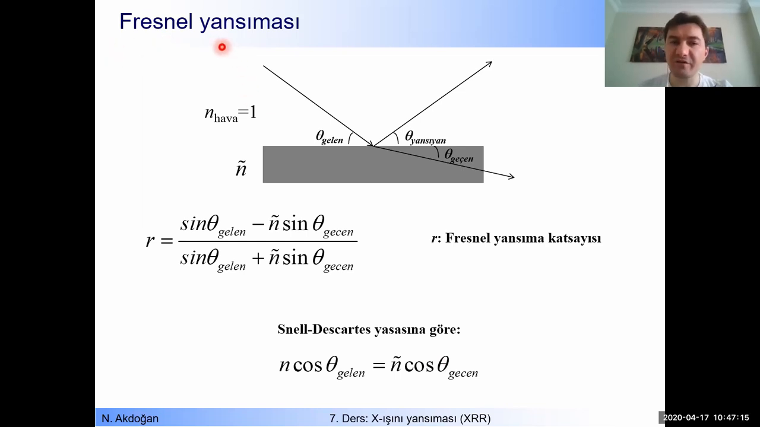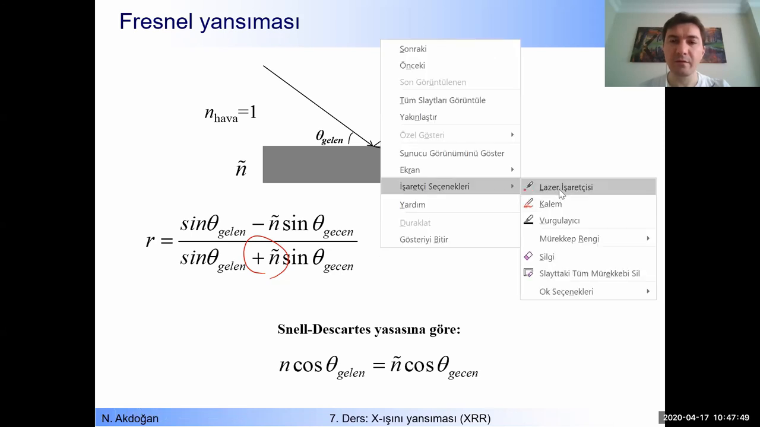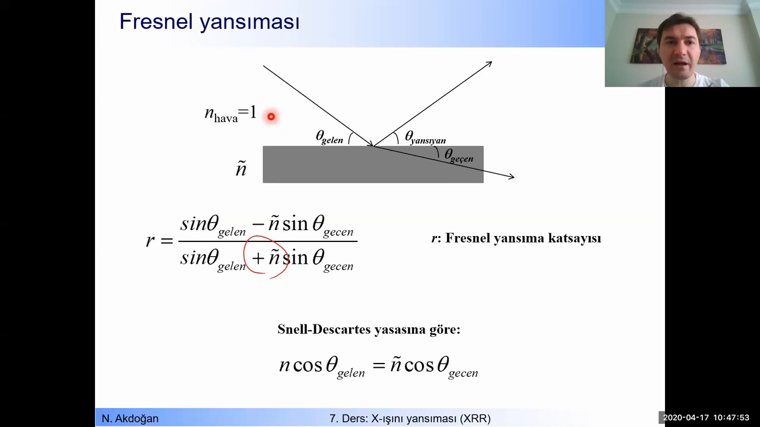For specular reflection again, theta incident is equal to theta reflected, and here we have theta transmission. The Fresnel reflection coefficient is given by n times sine theta incident minus n medium times sine theta transmission, over n times sine theta incident plus n medium times sine theta transmission. n air is 1, put 1 here. We also know that according to Snell's law, we have the relation n cosine theta is equal to n medium cosine theta transmission. What do you see here? Within that Fresnel reflection coefficient, we have theta transmission.